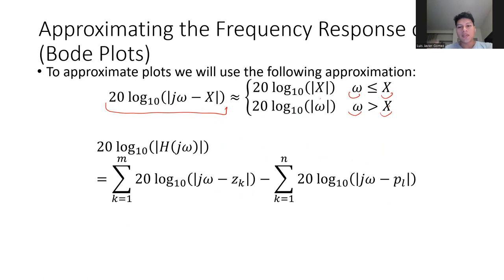So let's try to plot this out. Let's say x equals 1. So here, let's say 0.1, 1, 10, 100, then 20, 40, and 60. So what would be its value at omega equals 0.1 if we use this approximation?